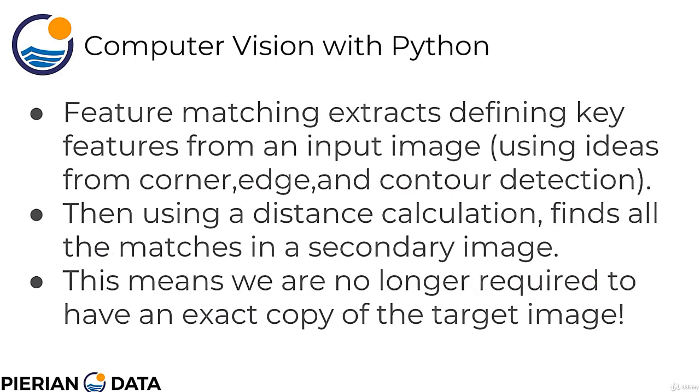And what feature matching does is it basically extracts defining key features from an input image using a lot of the techniques that we've already learned, things like corner, edge detection, and contour detection. And then using a distance calculation, it's going to find all the matches in a secondary image. And what this means is we are no longer required to have an exact copy of the target image be within the secondary image. So going back to that dog example, I can now get some sort of generic picture of that dog's face looking to the side, and we can then use feature matching to see if we have some sort of likely feature match in a larger image. I no longer need that exact template to be there.